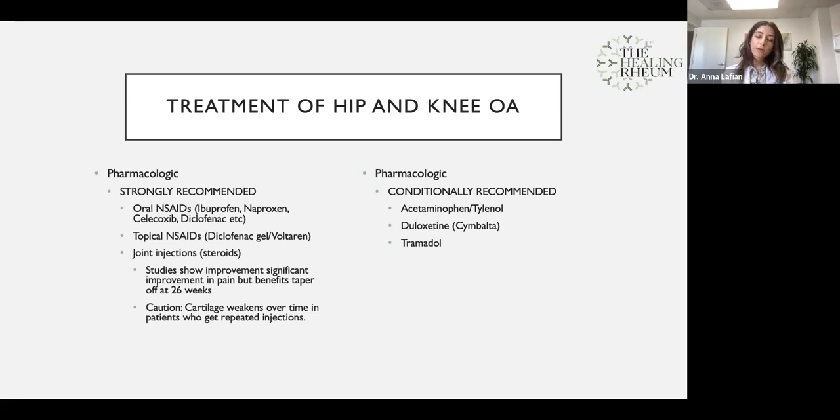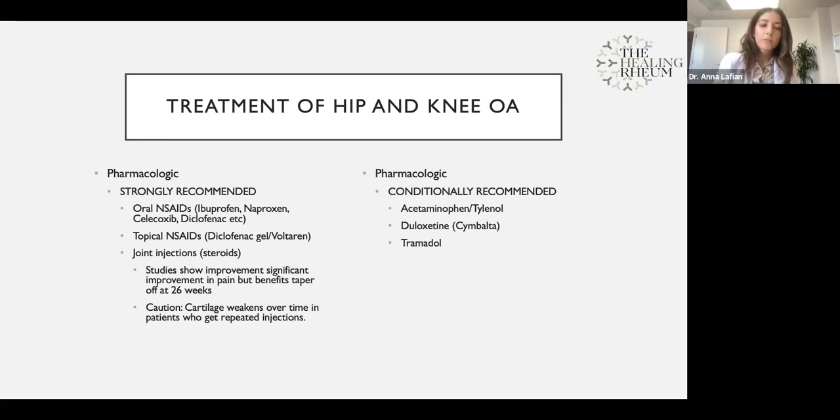And then conditionally recommended is Tylenol or acetaminophen. That's the same thing. A medication called duloxetine or Cymbalta. I don't know, some of you may be aware of this medication. This is technically considered an antidepressant, but it's also used in patients who have pain syndromes and fibromyalgia. And the reason why it may be helpful, and in cases that it can be more helpful, is in patients who have other medical problems where they can't take NSAIDs or Tylenol or some of these other medications.